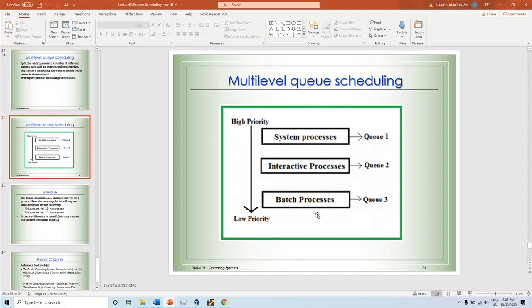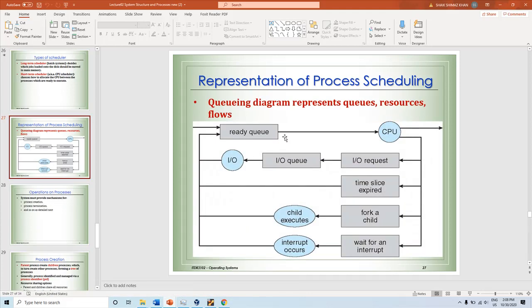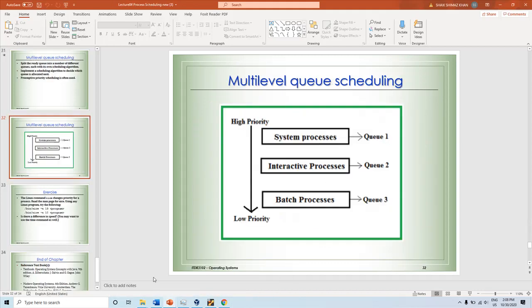Some processes are non-interactive in nature, and we call those batch processes. Some processes are interactive in nature, and they respond to user requests. Some processes belong to the system. So there are different categories of processes available in the system. They are not put in the same ready queue; different ready queues are used, one for each category of processes.